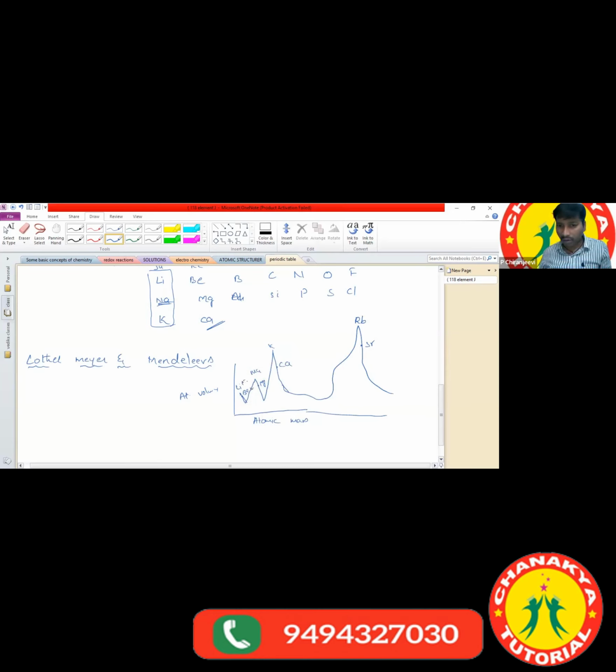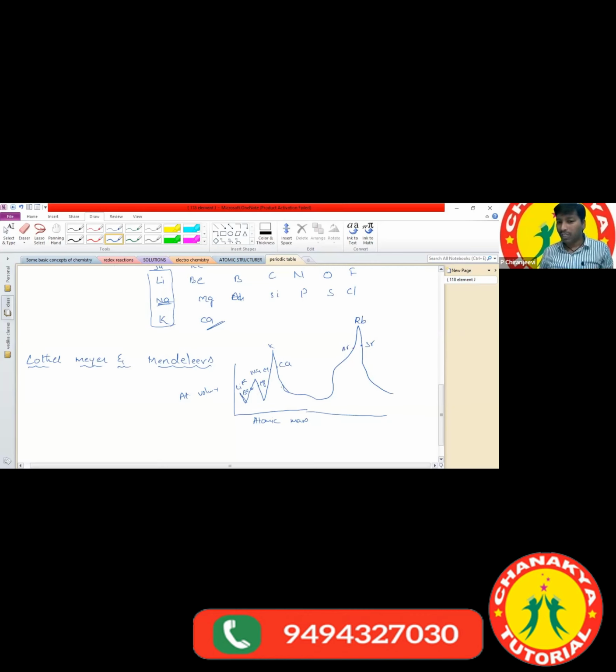Here also fluorine, chlorine, bromine, iodine. Fluorine here, chlorine here, bromine here, like that. So halogens are present at the ascending part of the curve.